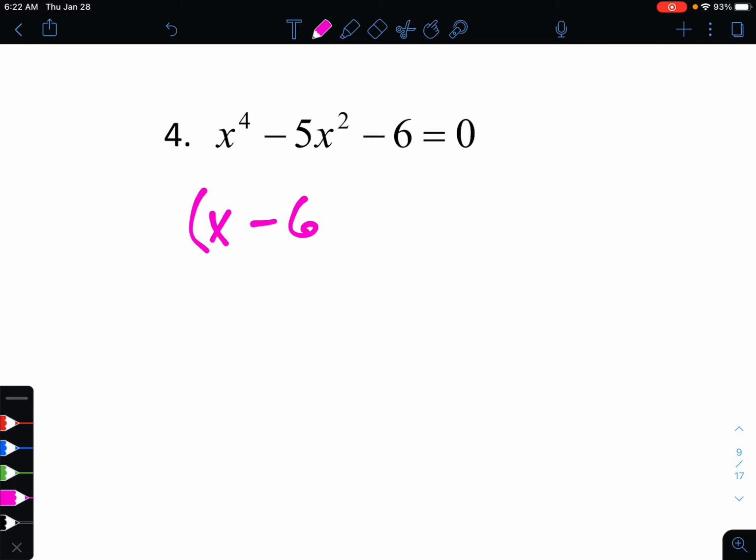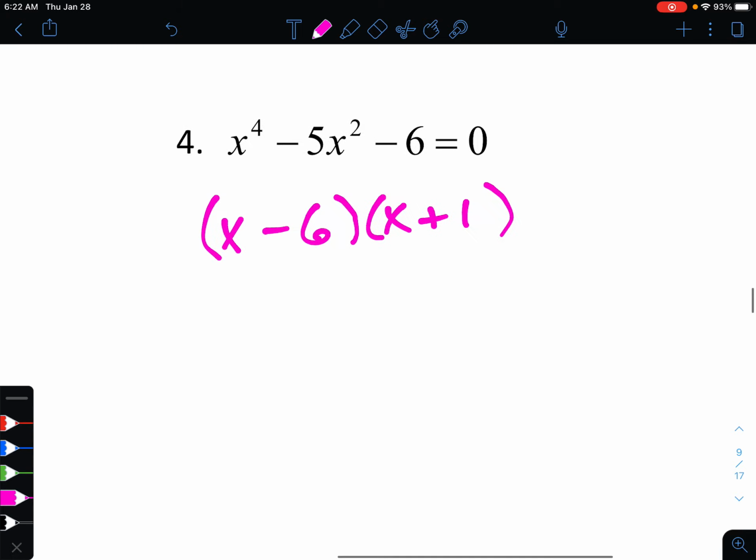Those two numbers should be x minus 6 and x plus 1. And remember, since it was x to the 4th power, we're going to say x squared minus 6 and x squared plus 1. Now, at this point, we're going to continue to try to factor. Unfortunately, in both cases, we don't have a difference of squares, so we are actually done factoring. That does not mean that we're done solving.